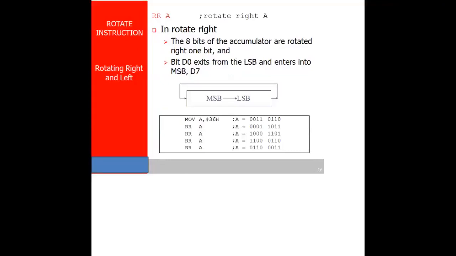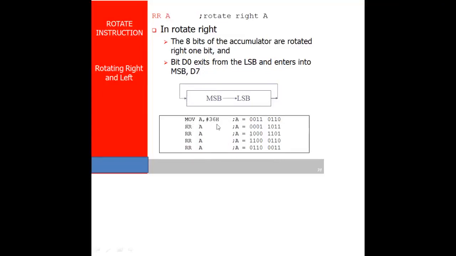Okay, so from D0 to D7, consider D0 here and D7 here, then the LSB. After the execution of the rotate instruction RR A, the value stored inside the LSB bit will rotate and be placed inside the MSB bit, and the bits previously there will be shifted to the right hand side position. Okay, so let us take this example.